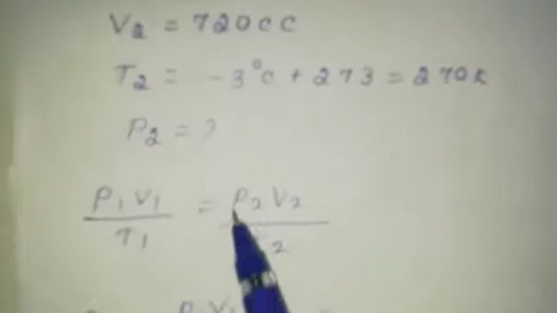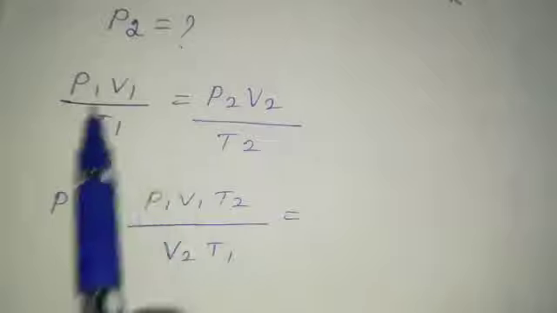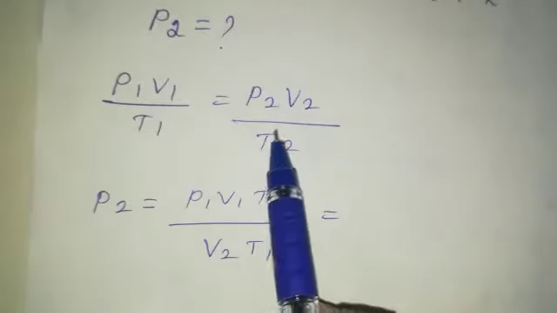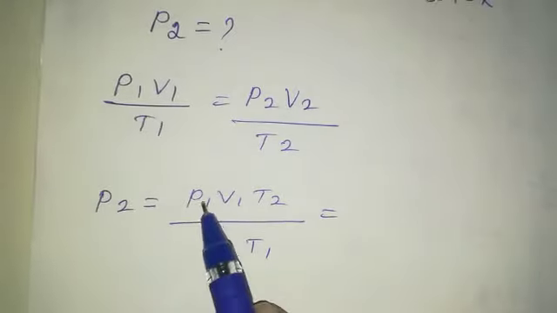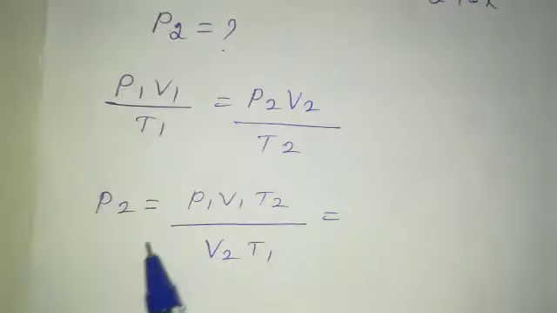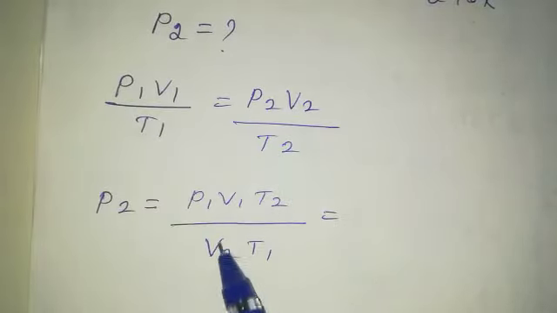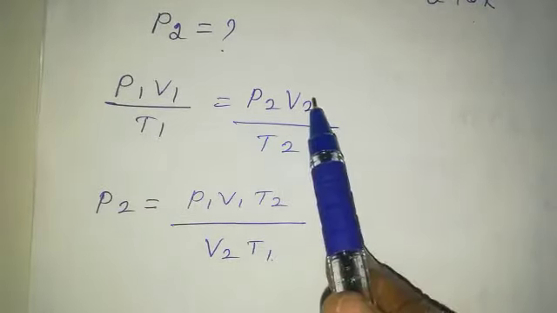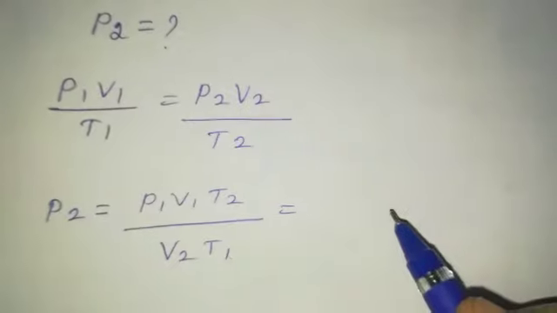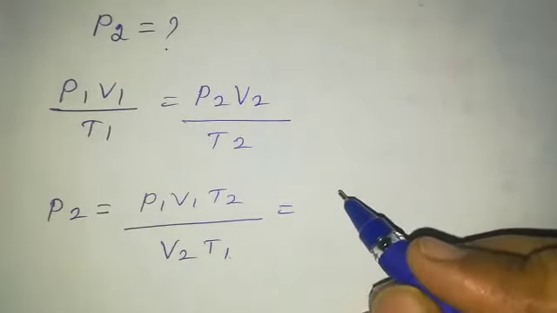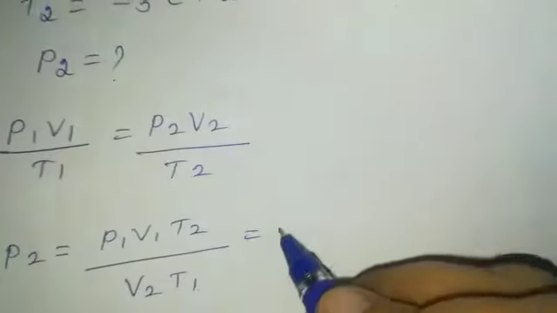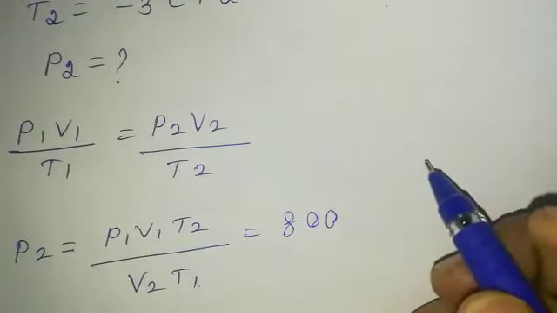Now making use of this gas equation, P1 V1 by T1 equals P2 V2 by T2. I have to calculate the P2 value, so P2 equals P1 V1 into T2 divided by V2 into T1. This T1 will go this side and P2 will come. Now we have to substitute. Your P1 value is 800, so write it as 800.